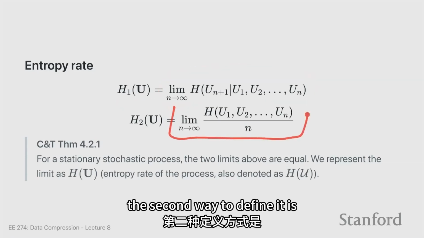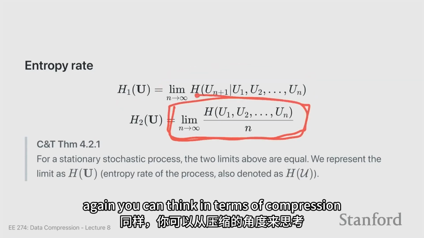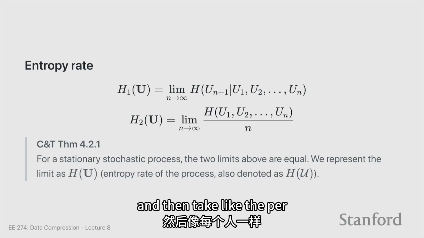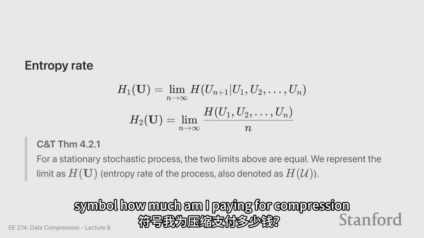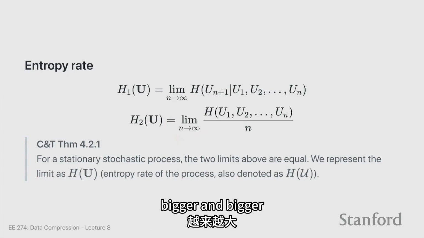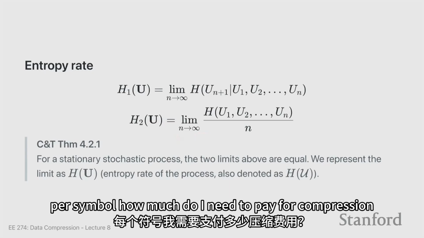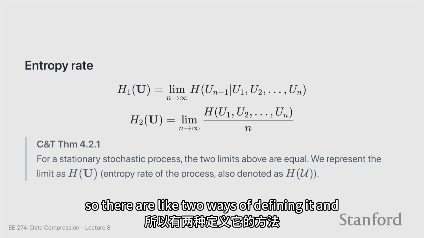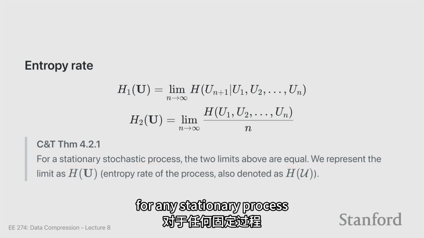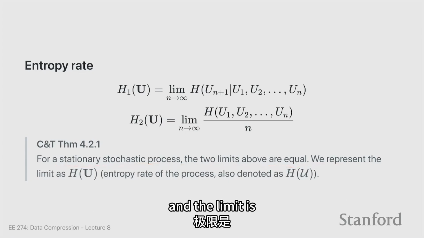The second way to define it is, again, you can think in terms of compression. If I want to jointly compress n symbols at a time, and then take the per symbol cost, how much am I paying for compression? And then you take the limit. So you make the blocks bigger and bigger, and you see per symbol how much I need to pay for compression. So there are two ways of defining it, and in fact, you can show that these two are equal for any stationary process, and the limit is called the entropy rate.